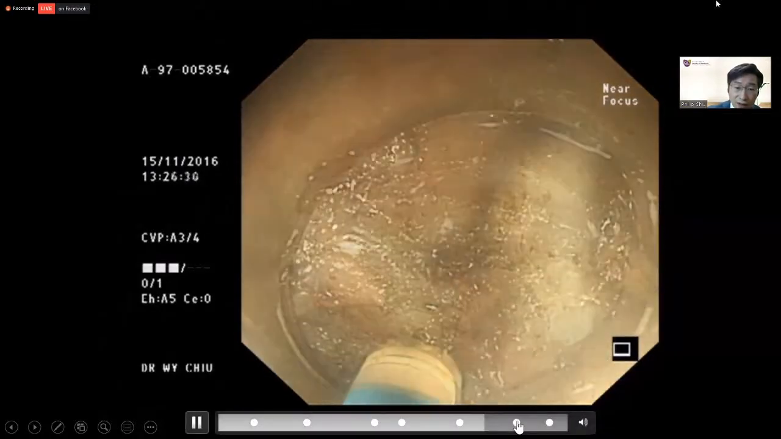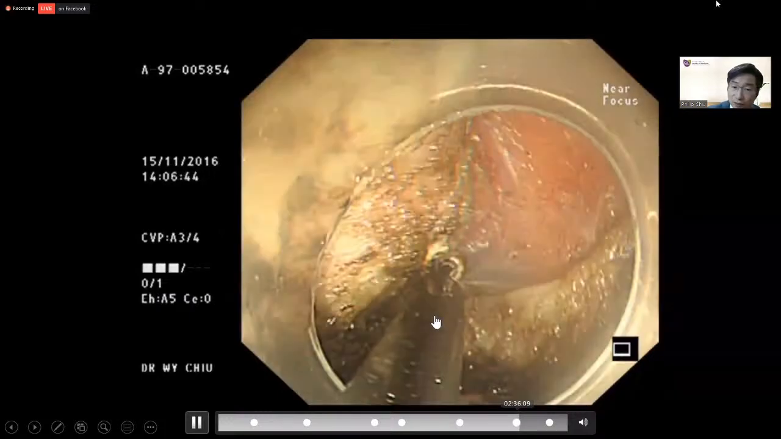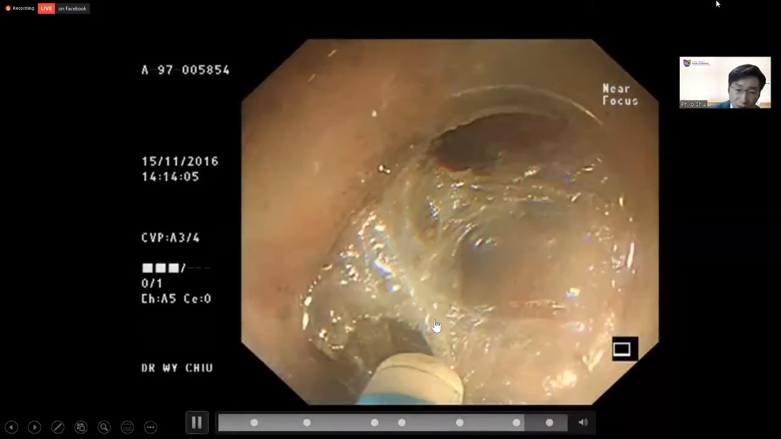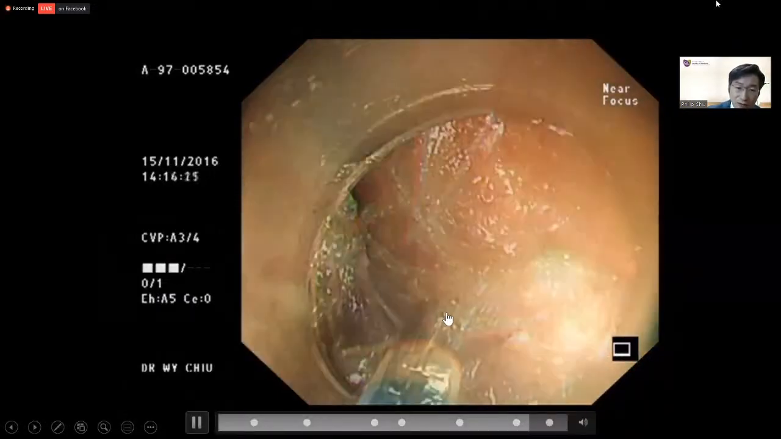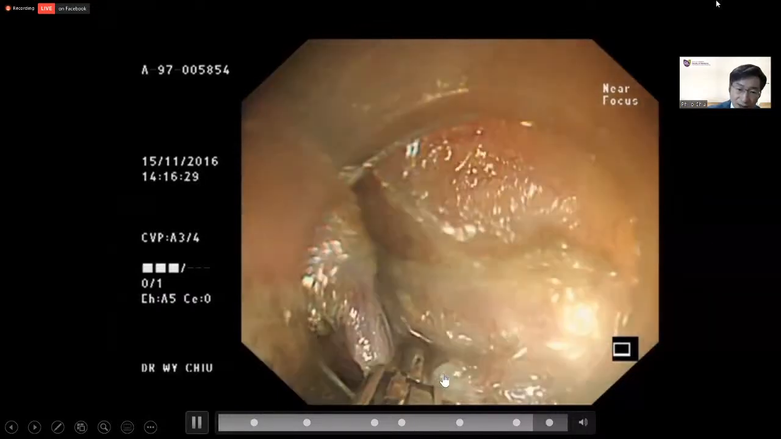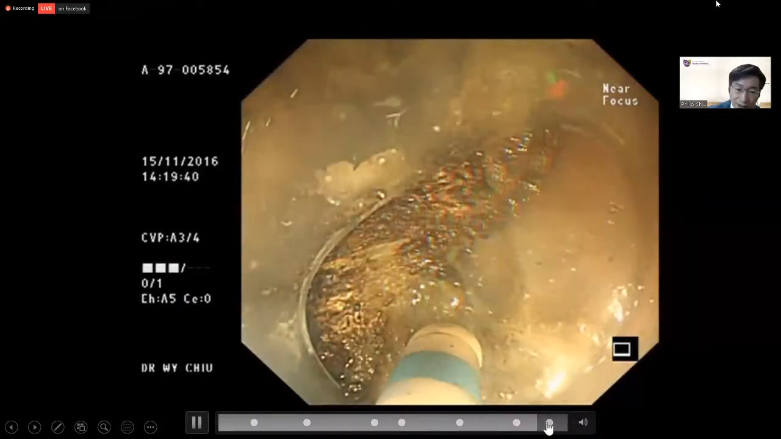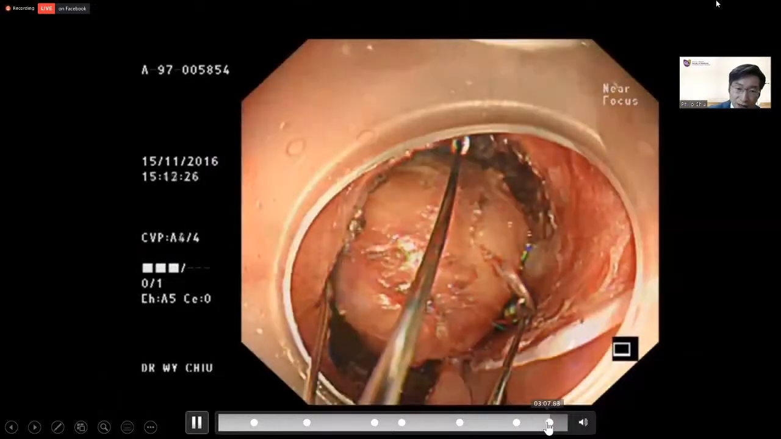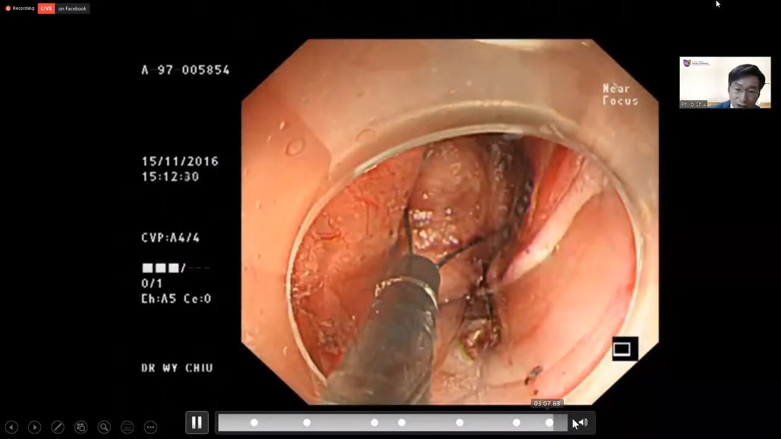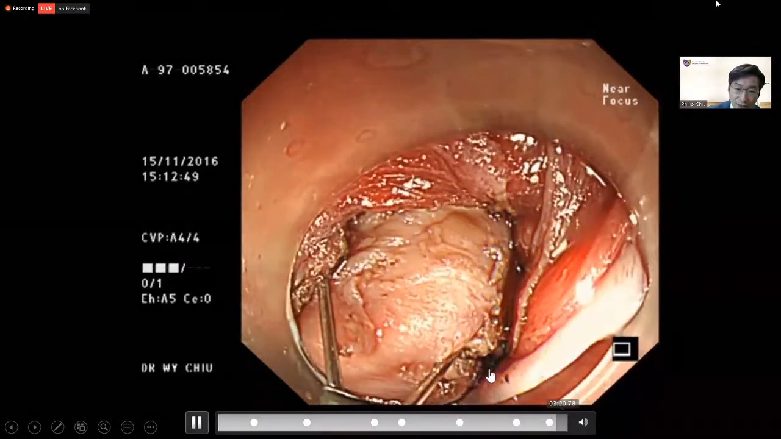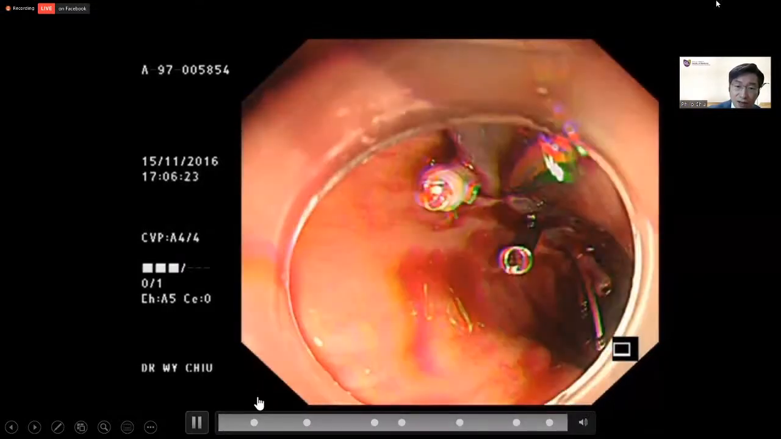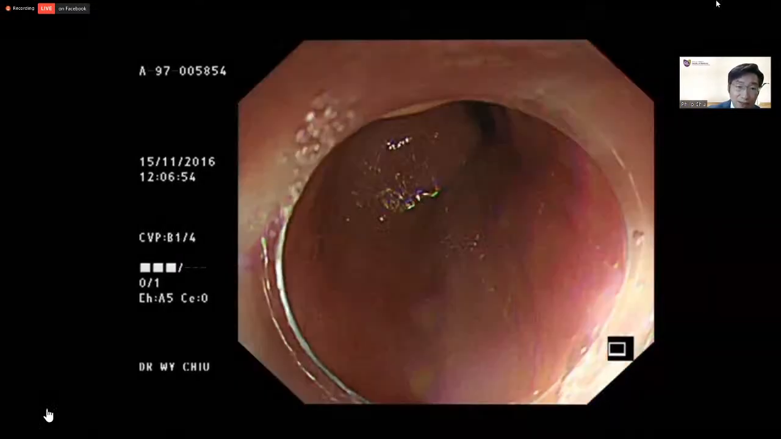After completion of the dissection, the final part is the most difficult part because most of the tumor is free from surrounding attachment, making it difficult to manipulate. But finally, we can take this out from the mucosal entrance site, and then complete the mucosal closure with clips.